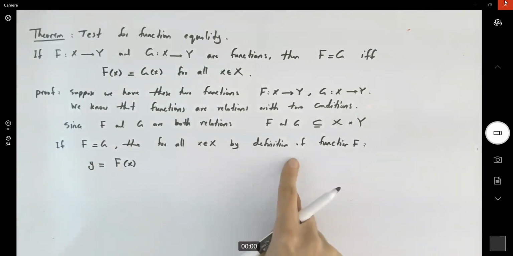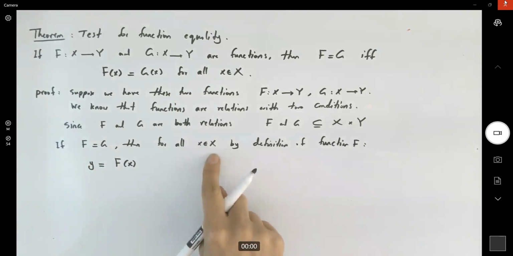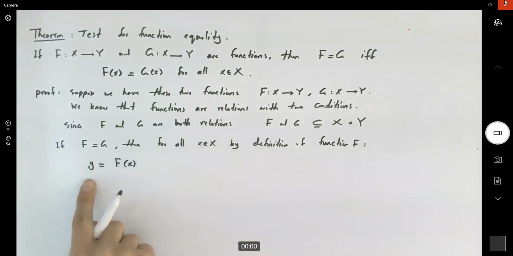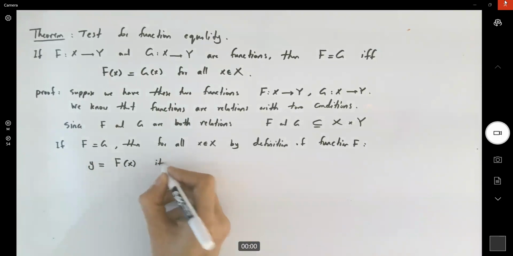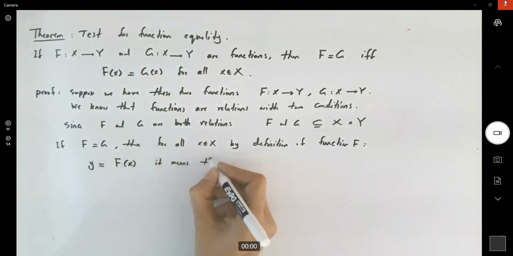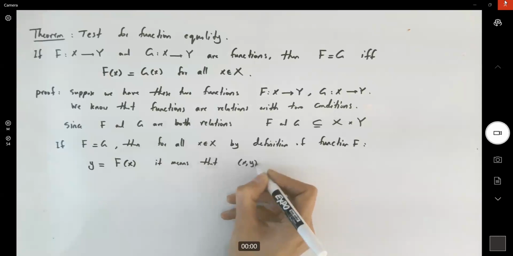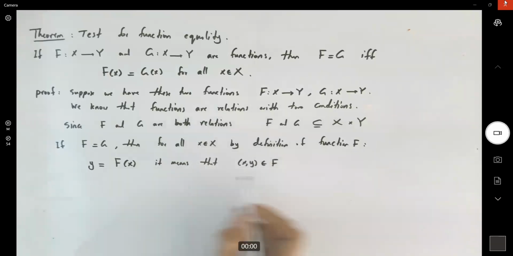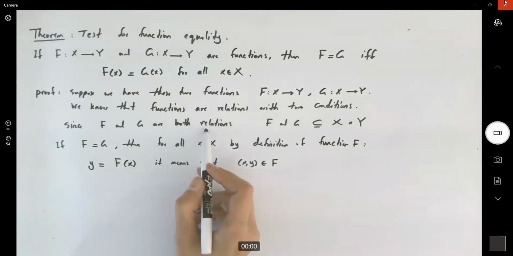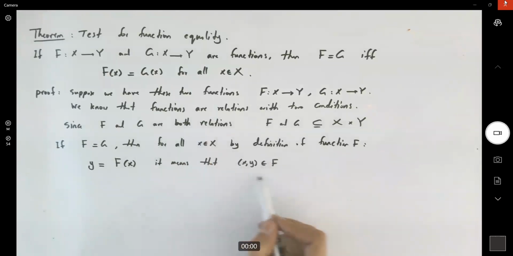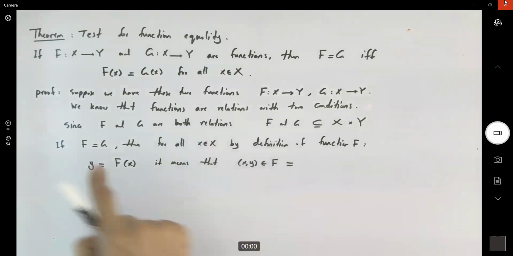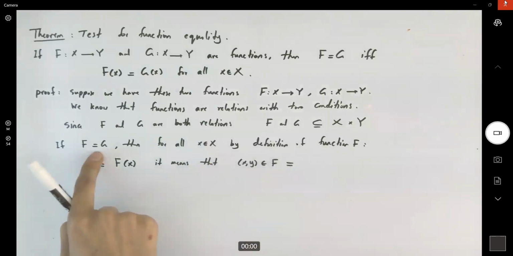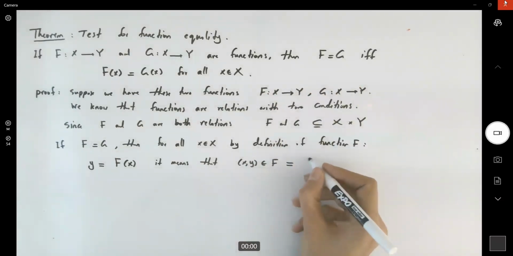You have a function, you have an element in the domain of the function, so you can find the y value in the codomain that is connected to x by f. But what's the meaning of that? It means that the ordered pair x and y is in this relation. The function is a relation at the same time, so you have ordered pairs in f. But this is equal to g. Why is that? Because we take this as the assumption.